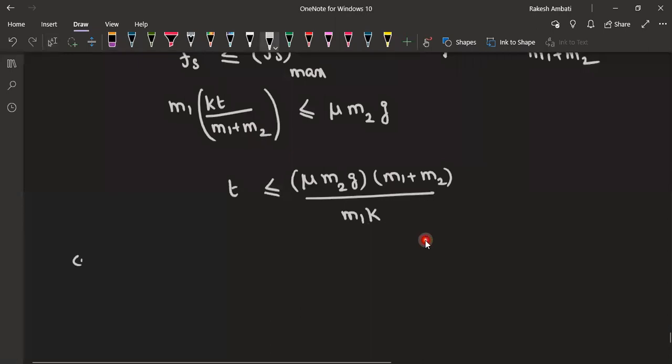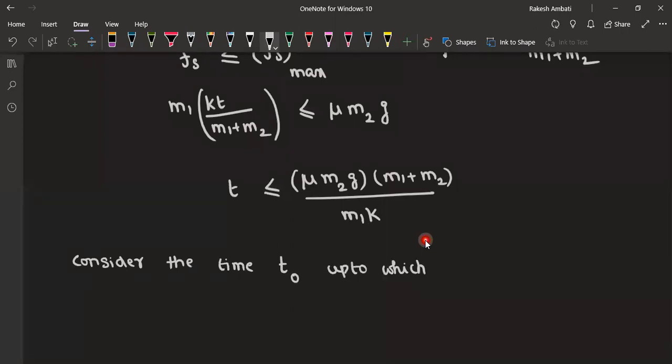Consider the time, for example, I'm taking t naught. Consider the time t naught up to which the two blocks are moving together.